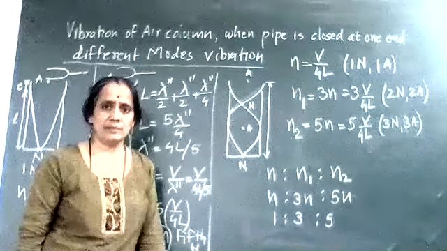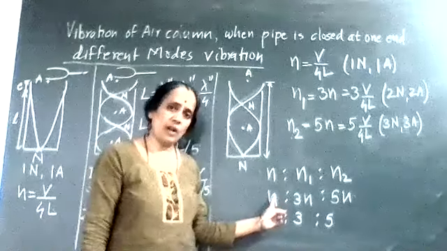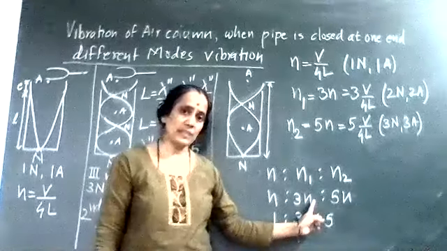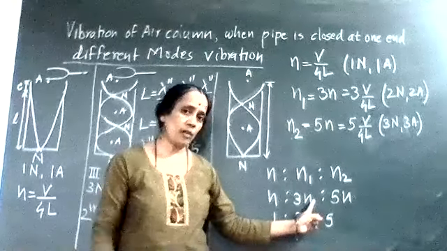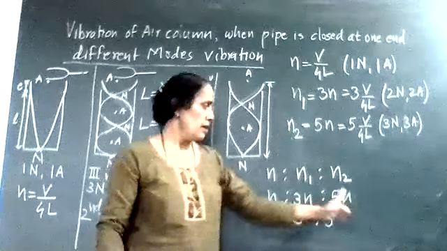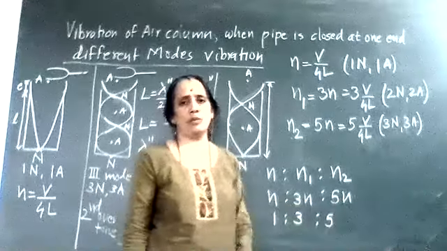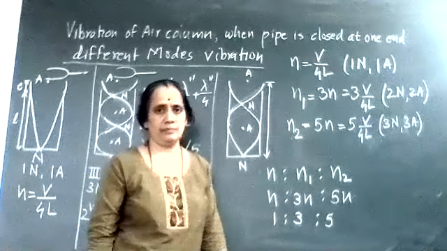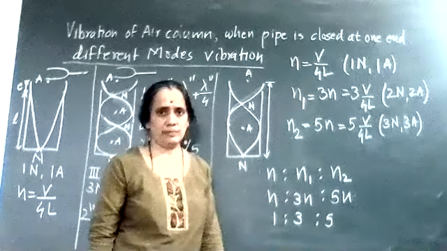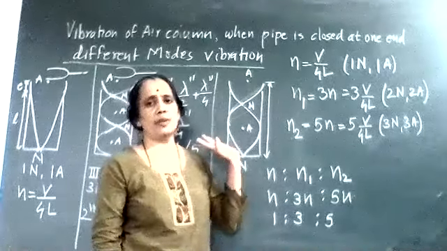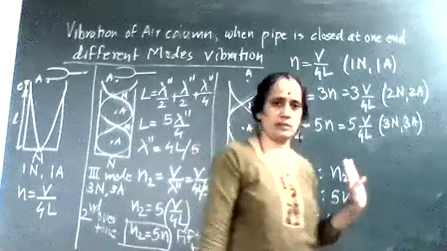Getting? N is called the fundamental, 3N is called the third harmonic or first overtone, 5N is called the fifth harmonic or second overtone. Got it? So this is about the topic of vibrating air column when the pipe is closed at one end.